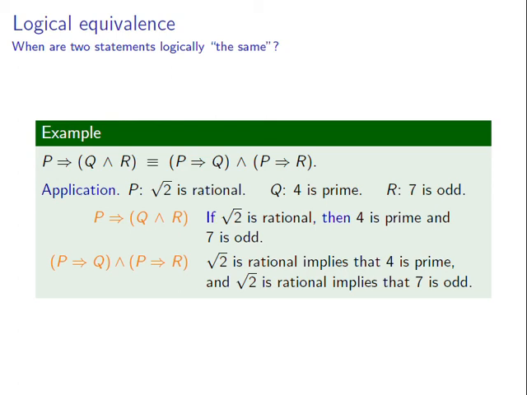Observe that in the first statement, we use a comma before the word then to indicate that the consequent of the conditional is the entire statement 4 is prime and 7 is odd. In the second statement, we use a comma before the word and to indicate that the two statements in the conjunction are the sentence the square root of 2 is rational implies that 4 is prime, and the sentence the square root of 2 is rational implies that 7 is odd.